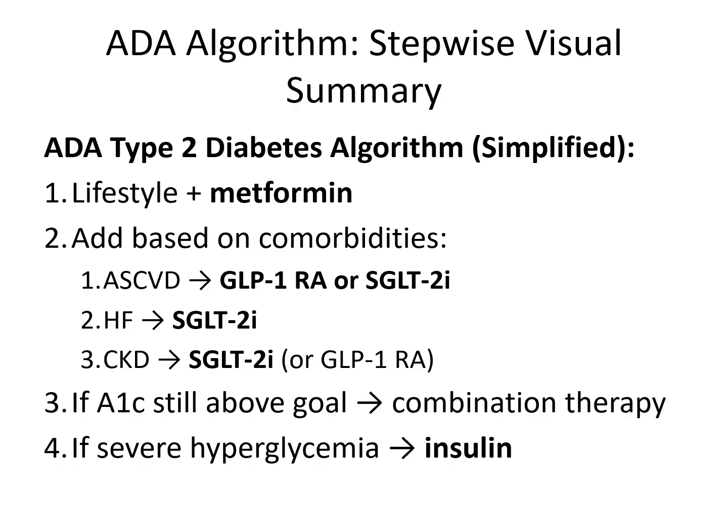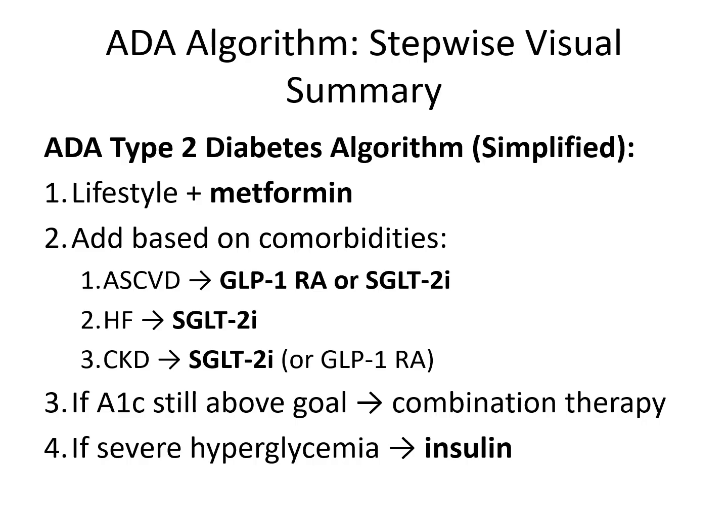If additional therapy is needed, we don't just randomly add medications, we choose based on comorbidities. So if a patient has ASCVD or high cardiovascular risk, we add a GLP-1 receptor agonist or an SGLT2 inhibitor with the proven cardiovascular benefit. If a patient has heart failure, SGLT2 inhibitors are preferred. If a patient has chronic kidney disease, SGLT2 inhibitors are again preferred, or a GLP-1 receptor agonist if an SGLT2 inhibitor is not tolerated. If A1C remains above goal despite appropriate selection, we move to combination therapy.